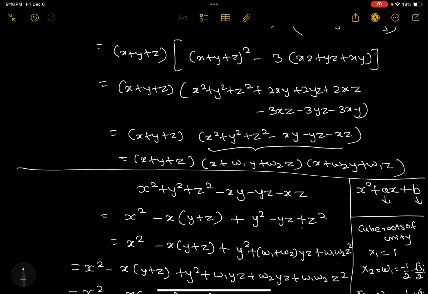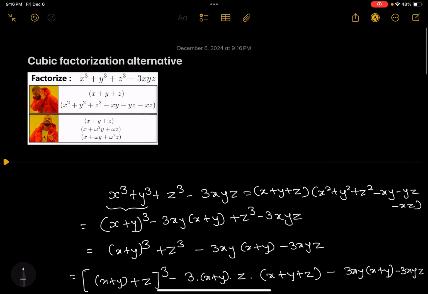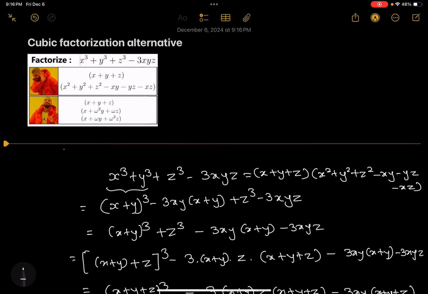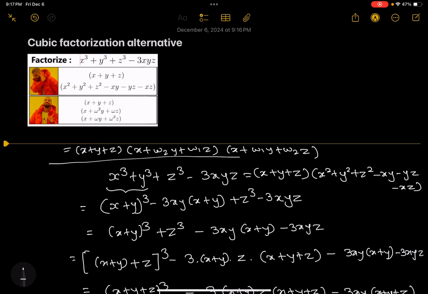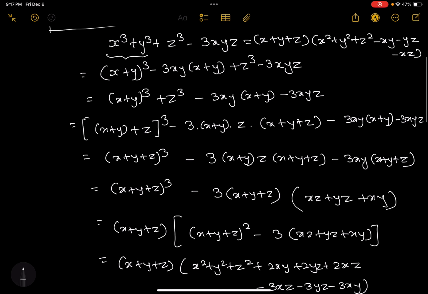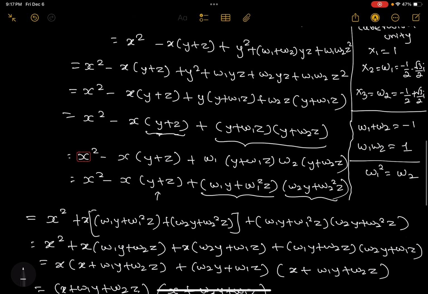Now if I suppose omega 1 is just omega, then omega 2 will just be omega square, and yeah, that's the required form over here. So this is the same form: x plus y plus z, and if I say omega square as omega 2, then x plus omega 2 y plus omega 1 z, and then x plus omega 1 y plus omega 2 z, and our factorization is proved. So this was definitely slightly tiresome maybe, right?